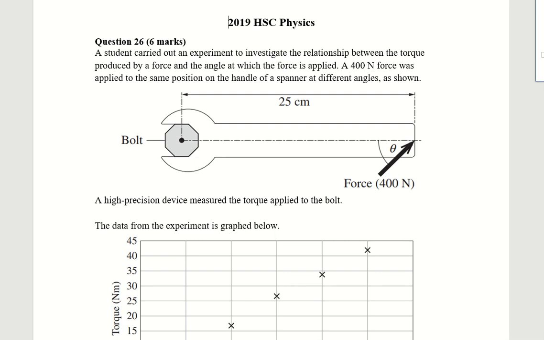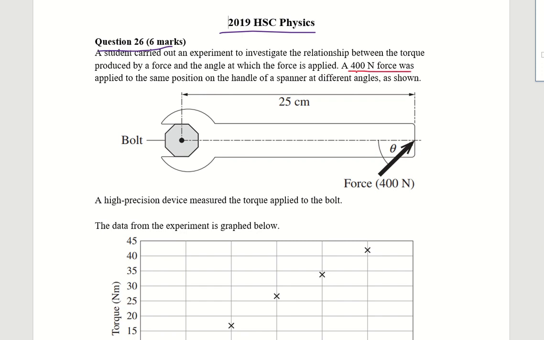All right, welcome to another explain question. This is the 2019 HSC physics paper, question 26. So the scenario we have is a student carried out an experiment to investigate the relationship between the torque produced by a force and the angle at which the force is applied.